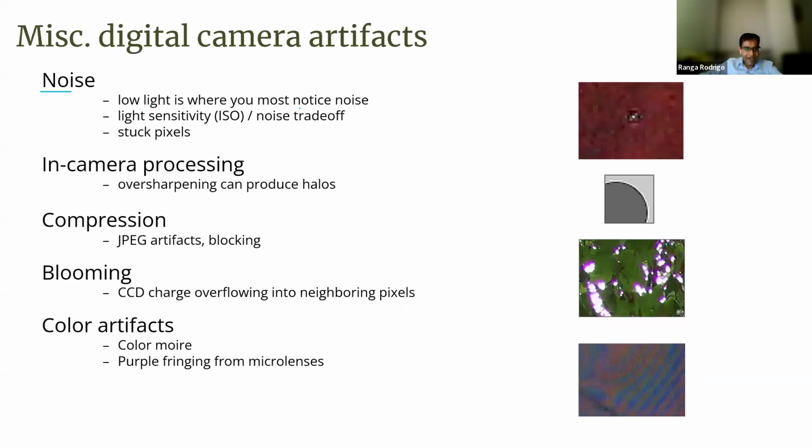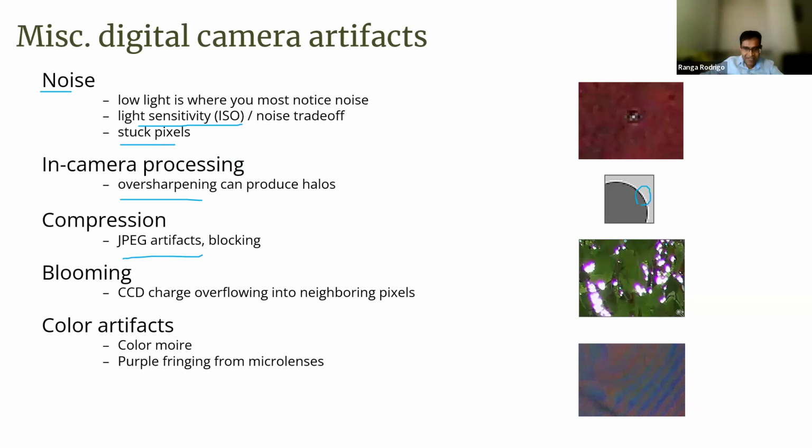Low light is where you most notice noise. A high sensitivity ISO number is required to correct that. But new sensors now have very powerful, very high ISO numbers. You can go to that. Then stuck pixel problems are there. In-camera processing sometimes gives halos like that, but now I think those are mostly gone.